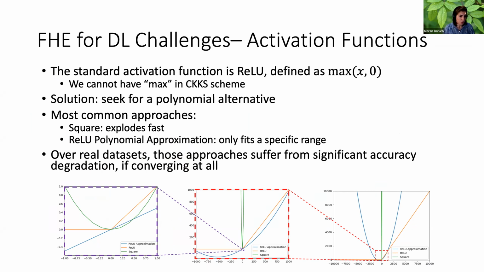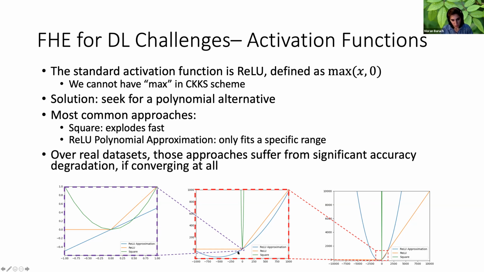And the most common approaches used in previous works are the square activation and the ReLU polynomial approximation. But as you can see in the bottom left, in the range between -1 and 1, the orange line is the ReLU activation. The green is the square activation, which only approximates the ReLU activation on the positive side, and the blue line is the ReLU approximation, which looks like a linear line.